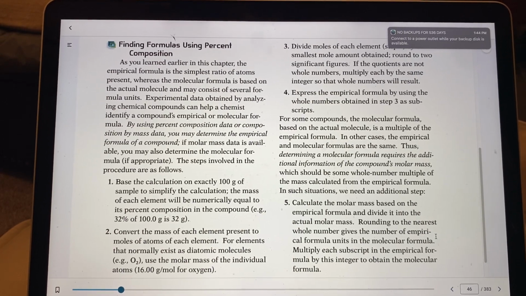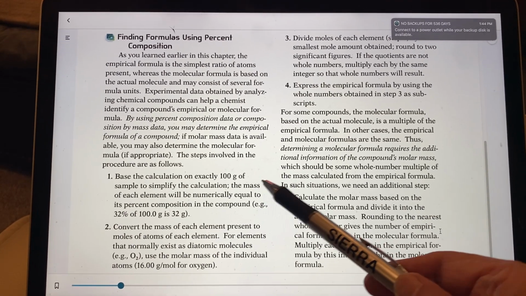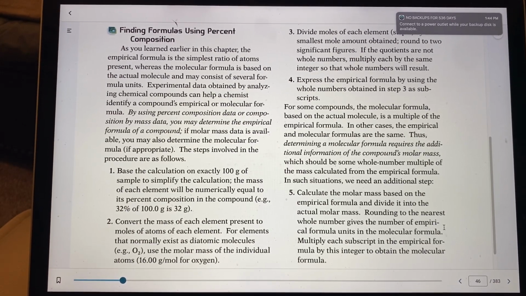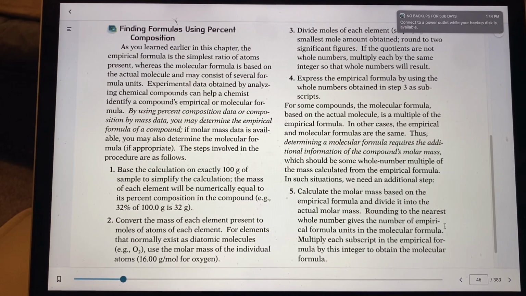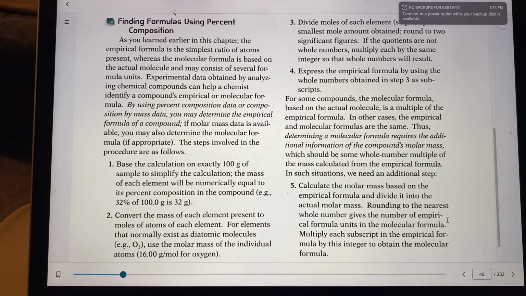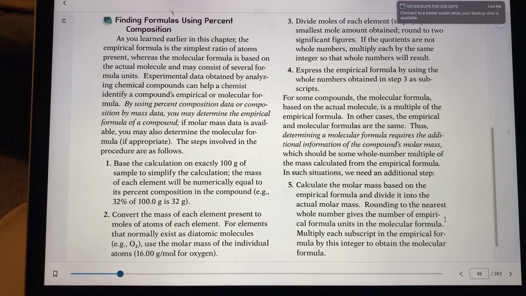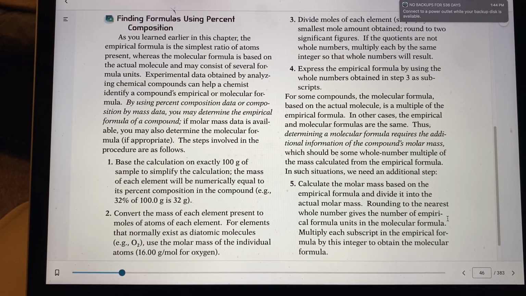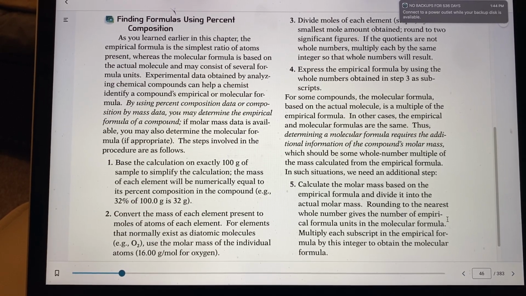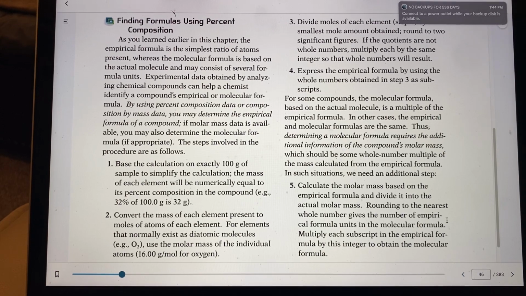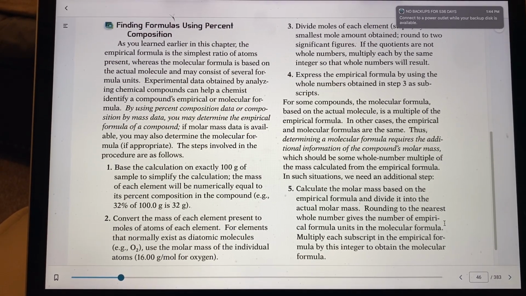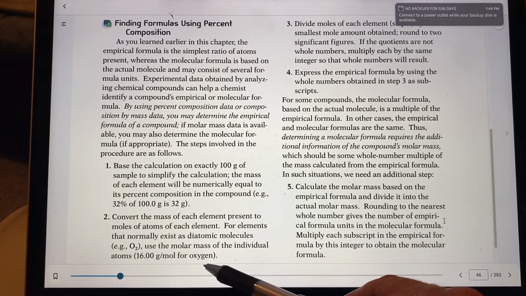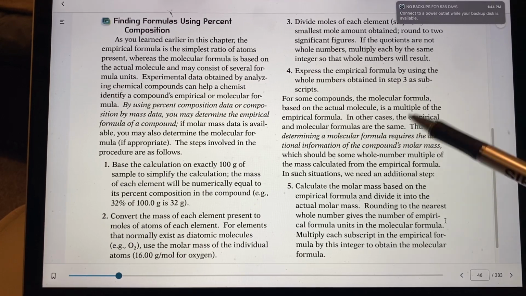First of all, base the calculation on exactly 100 grams of the sample to simplify the calculation. So you're going to go by percentage, so you have exactly 100 grams. You have to make sure you have exactly that 100 grams. We'll see that too. And then you're going to convert the mass of each to moles of atoms for each, like we did before. So we're going to have to look up the mass by the atomic weight and find out how much each is, like 16 for a gram mole of oxygen. So you're going to turn it to there.